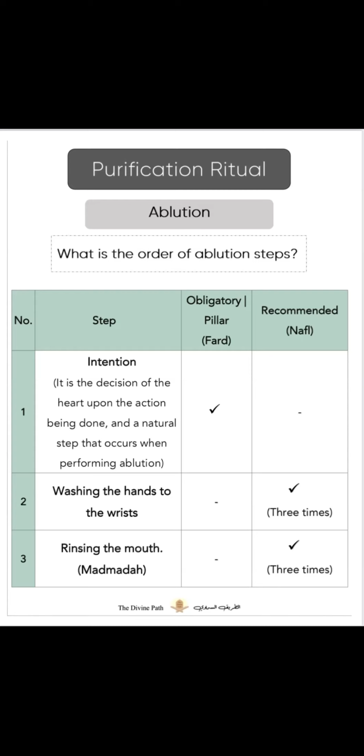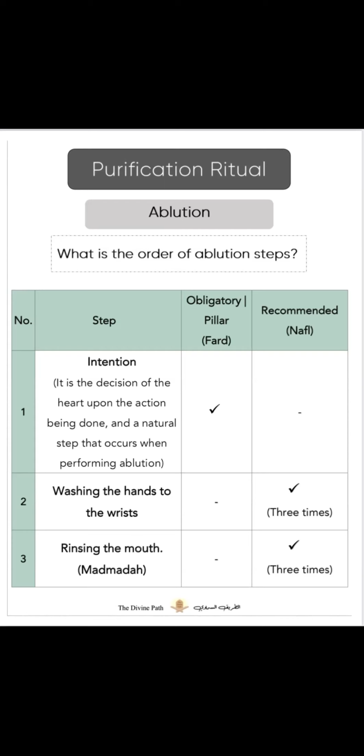And as for the recommended or nafil, if the person were to perform that step in their ablution, then they would be rewarded because it is recommended, sunnah, meaning that it's not mandatory. You'll get rewarded if you do it, and if you don't, the ablution would still be valid. Okay. So now each step in the ablution that we'll read will either be marked as obligatory or fard or recommended nafil, and sometimes both. Now we'll read the lesson, inshallah.